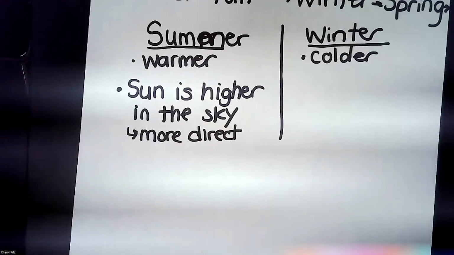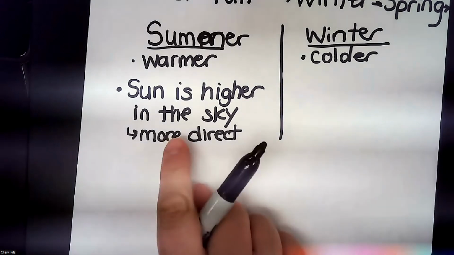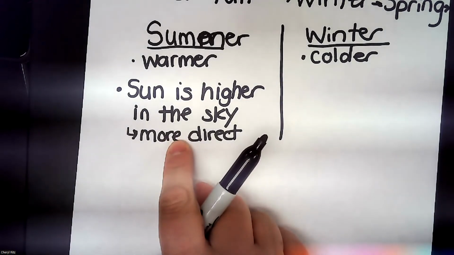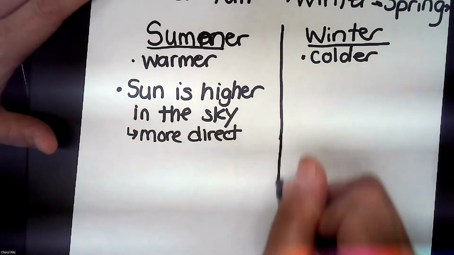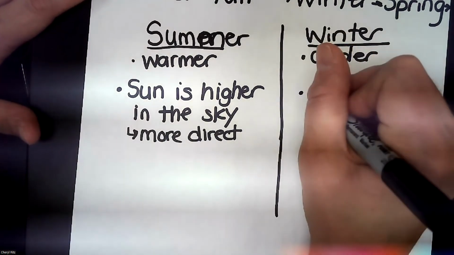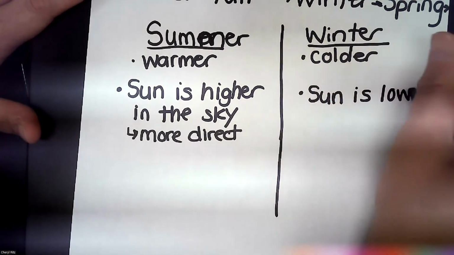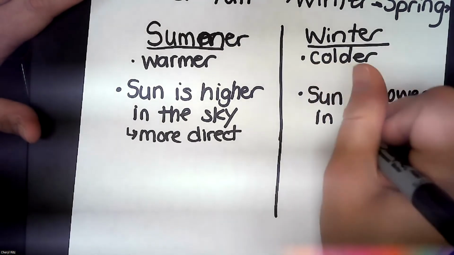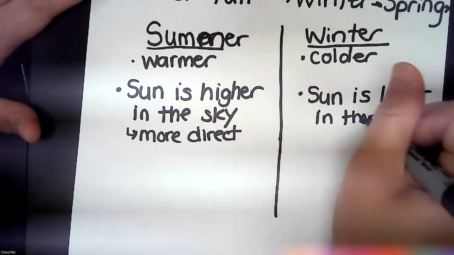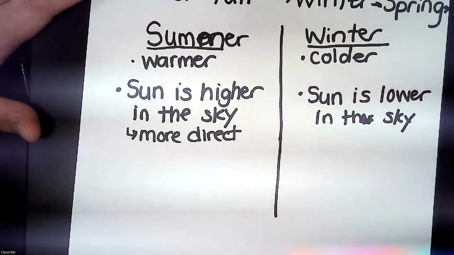Direct. Remember when I was giving the examples of shining a flashlight in your eyes? In the summer, the sun is more overhead. It's higher in the sky, which again, in the winter will be the opposite. Sun is lower in the sky.